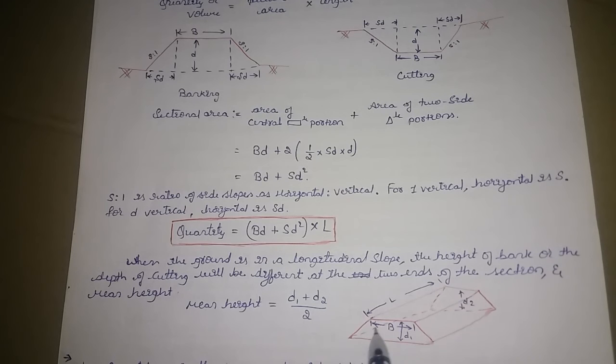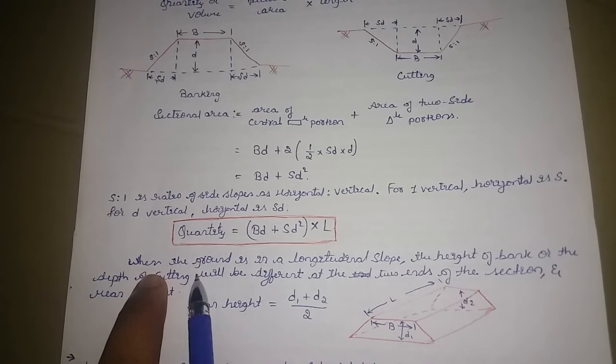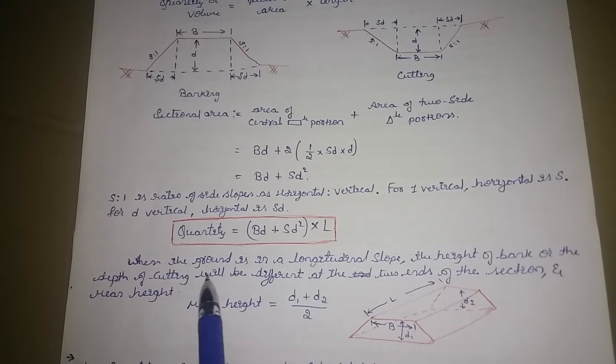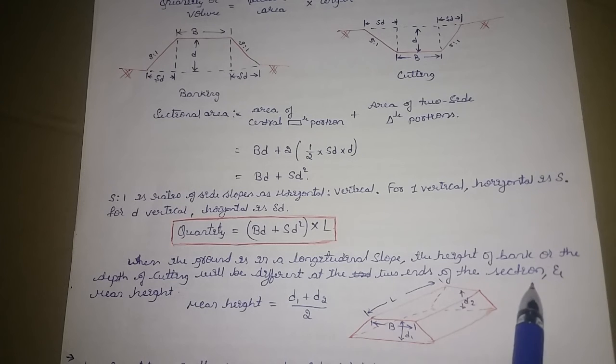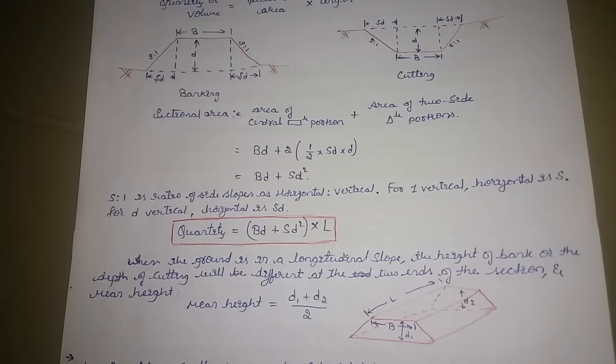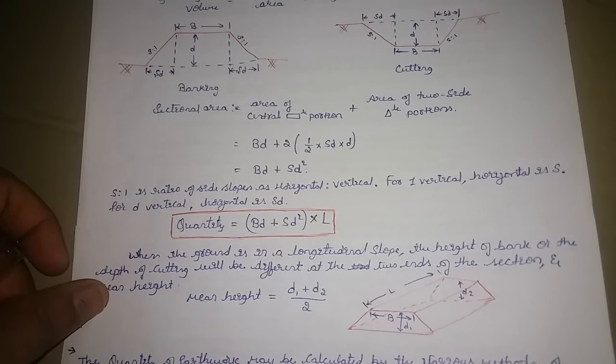In that condition, how will you find the mean height? Mean height is equal to d1 plus d2 divided by 2. This d1 value and this d2 value are added and divided by 2, and you get the mean height. When the ground has a longitudinal slope, the height of the bank or depth of the cutting will be different at the two ends of the section, and in that condition we take the mean height, d1 plus d2 by 2. These are the things we need to find out.